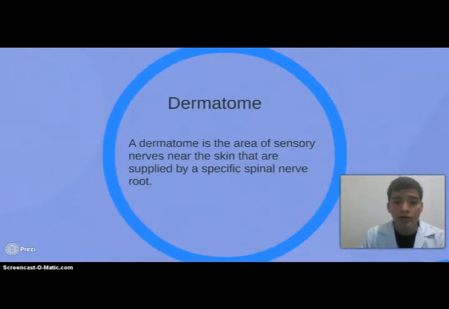Dermatome. A dermatome is the area of skin supplied by sensory nerves from a specific spinal nerve root.